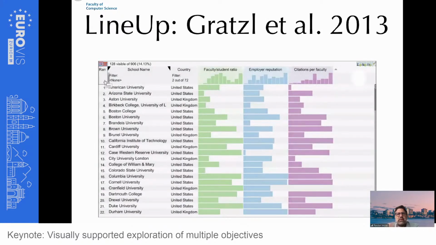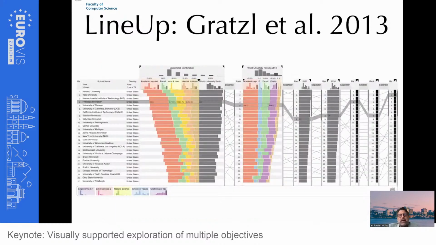Now, this idea was taken up by Kratzer et al. some while ago in a tool that I dearly love. It's called LineUp. It's one of the coolest ideas, in my humble opinion. It comes out of this community where you can actually explore this weight space interactively. Here on the example of universities, if you want to choose what grad school you're joining, you can look at the faculty-student ratio, employer reputation, citations per faculty. You give those different weights, and you come up with a ranking.